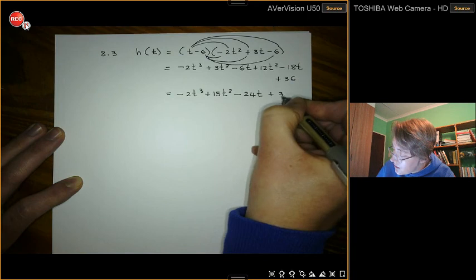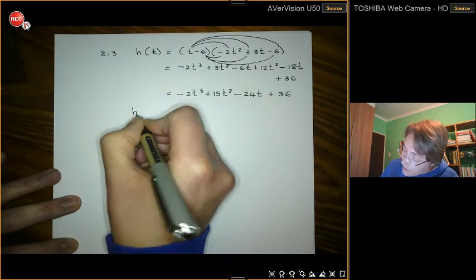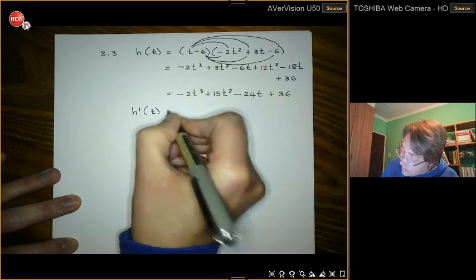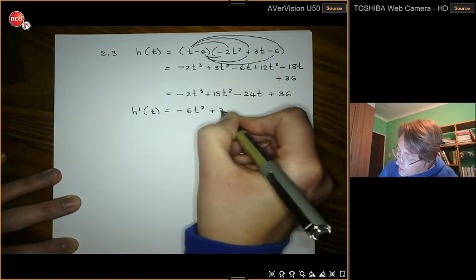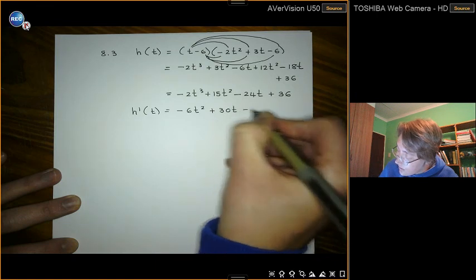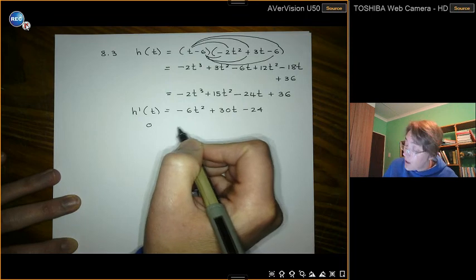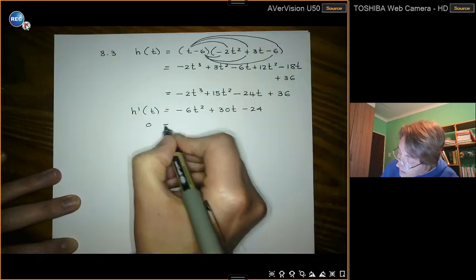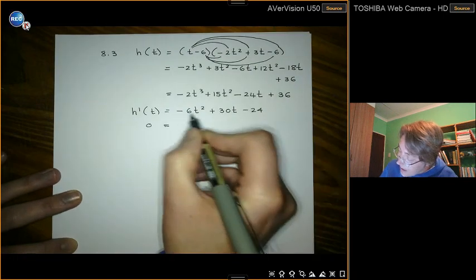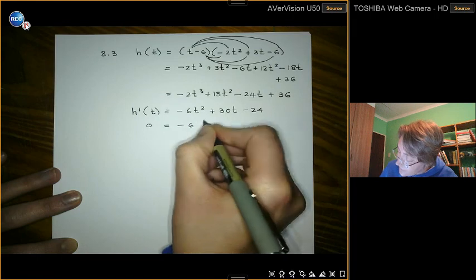So now it's in a format where I can find the derivative. So my first derivative over there is then minus 6t squared plus 30t minus 24. And that I set equal to 0 to find my maximum height. So I am just going to take the minus 6 out over there just to make the whole thing slightly easier.